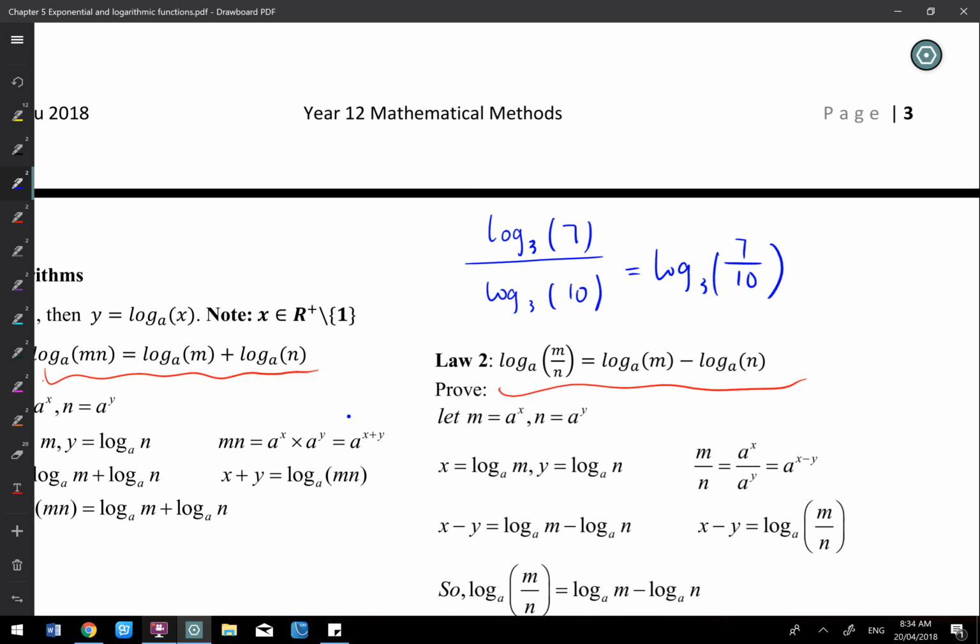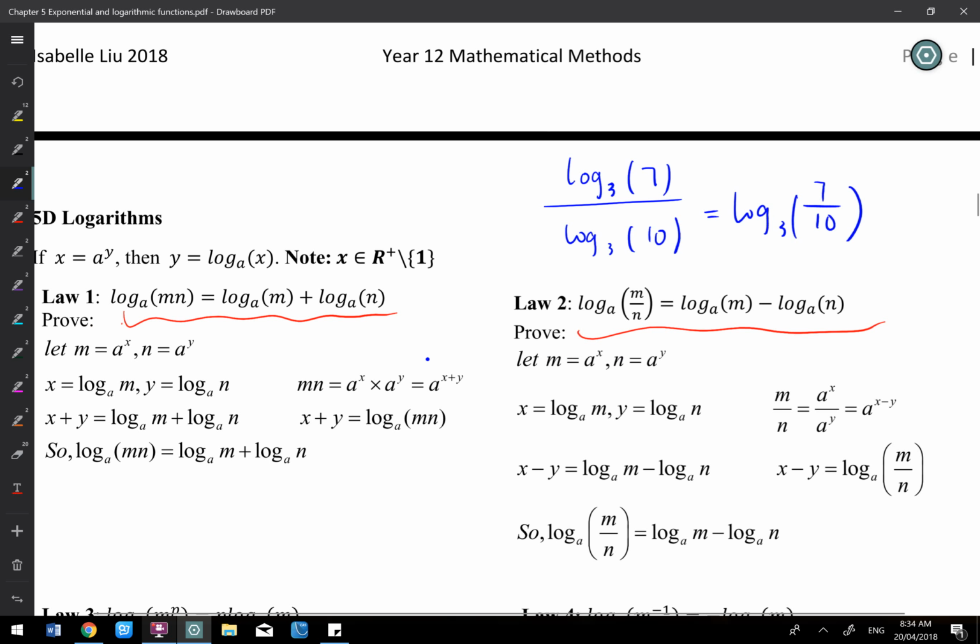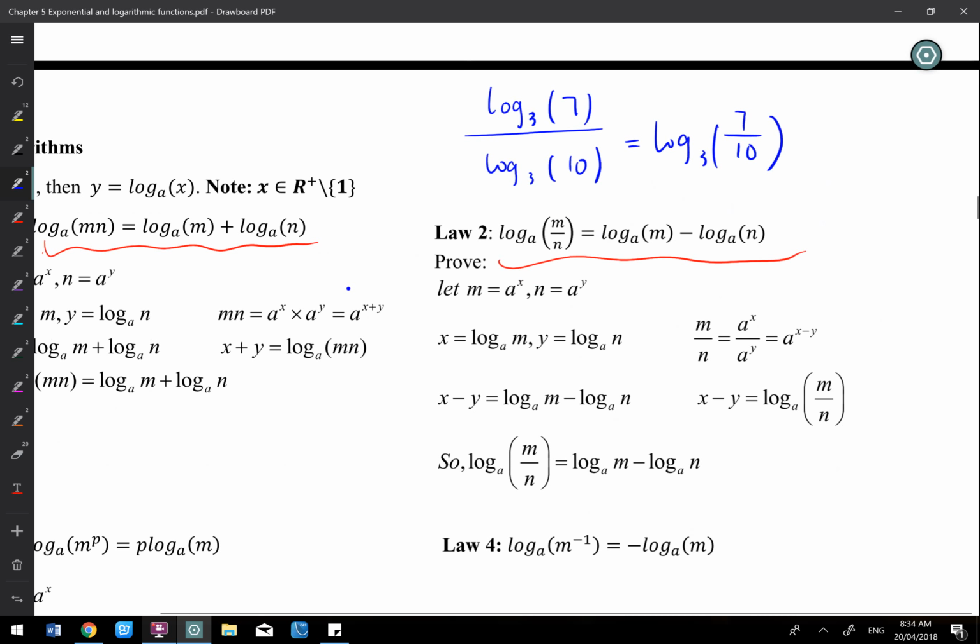All the log rules actually come from exponential rules. I give all the proofs below. You don't need to memorize why, but if you don't understand why a rule is like that, you can have a look at those proofs. For example, this formula doesn't make sense. It's not the top number divided by the bottom number. When you have two logs divided by each other, we don't have any rule for that.